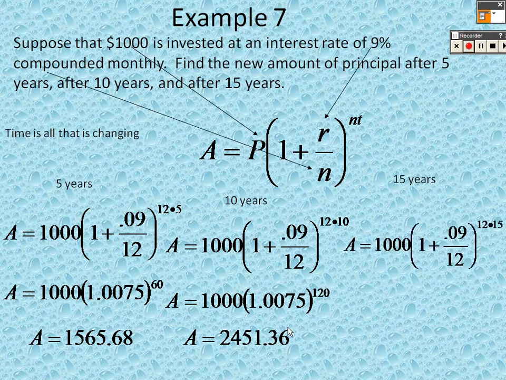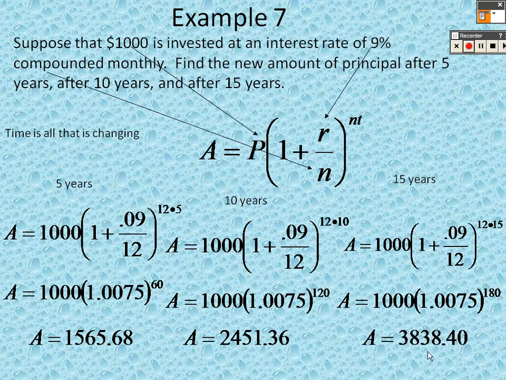For 15 years then, everything's the same, except now it's 12 times 15, which is 180, and I end up getting 3838.40. Well, remember I put $1,000 in, so 2838.40 is how much I made in 15 years.